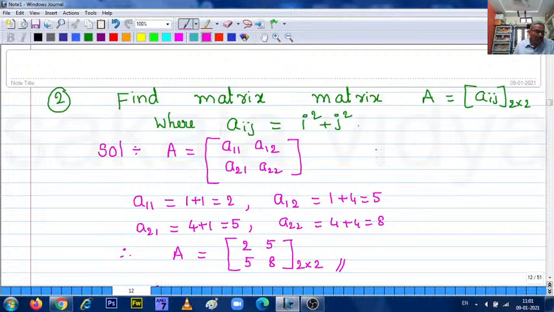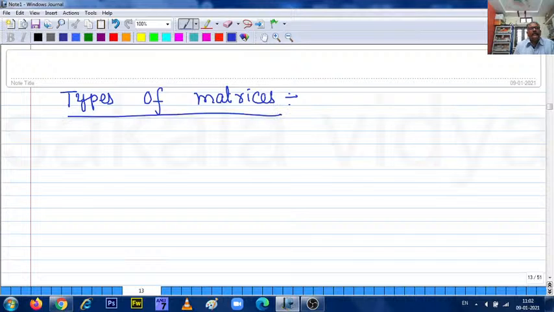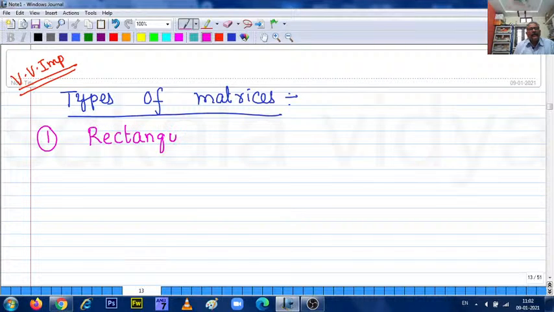Okay, leave it now, this one now. It's very important, types of matrices. This is very important. Definitely for 1 mark you may be asked the definition of the types of the matrices. Please note down one by one. First one is rectangular matrix.